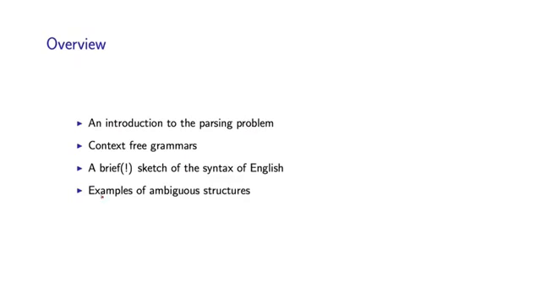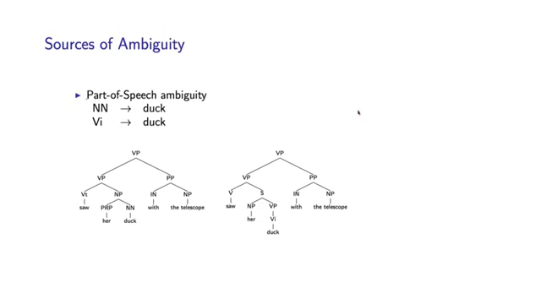So in this final segment, I want to talk more about the ambiguity problem and give you some examples of how ambiguity comes up in the kind of grammar that I've just shown you. Okay, so the first source of ambiguity we're going to consider is part-of-speech ambiguity. And this is actually something we saw with the lectures on part-of-speech tagging earlier in this course. It corresponds to the observation that many words in English can take multiple possible parts of speech.